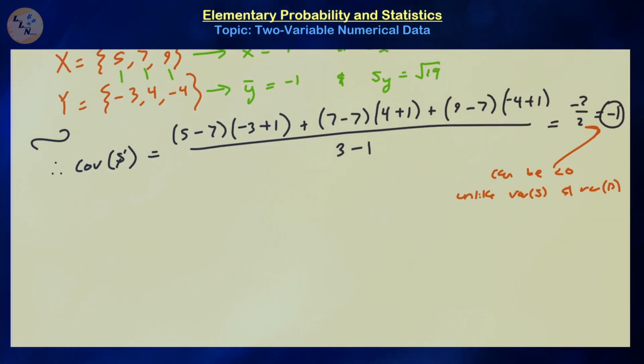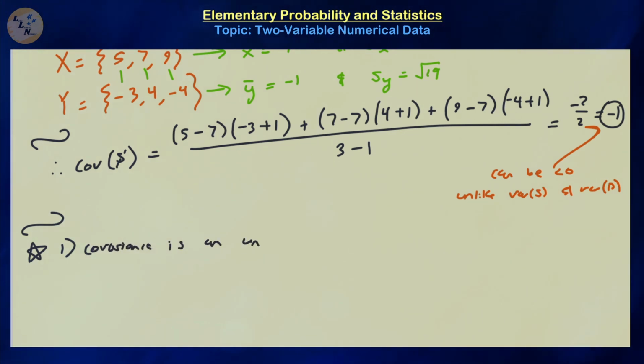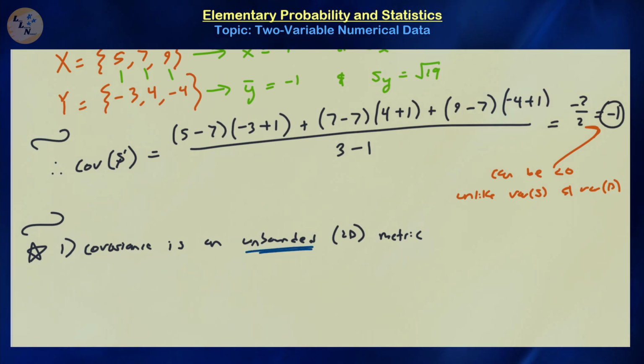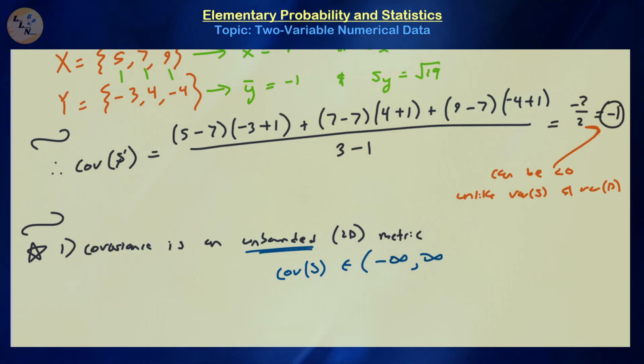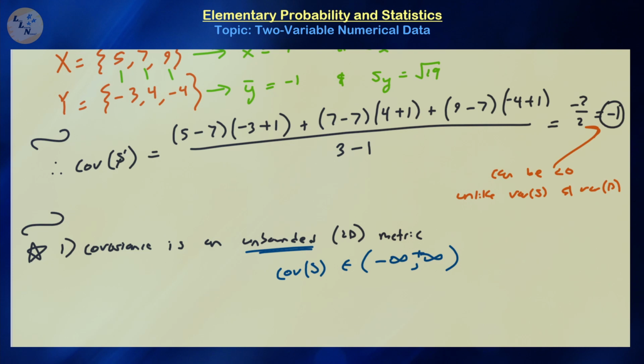Now let's talk about a couple properties for the covariance that are going to be useful in terms of its interpretation. So property 1 is that the covariance is an unbounded two-dimensional metric. So what does this word unbounded mean? When I say unbounded, that means the covariance can be any number from minus infinity to positive infinity. So it could be 5, it could be 10, it could be negative 6.5, it could be 5 million, it could be negative 62,576,000,576. It could literally be any number.